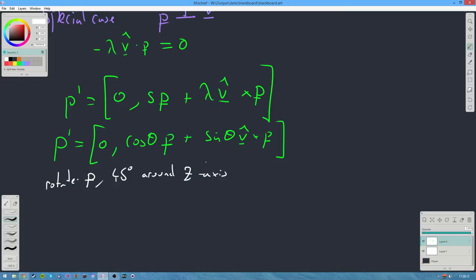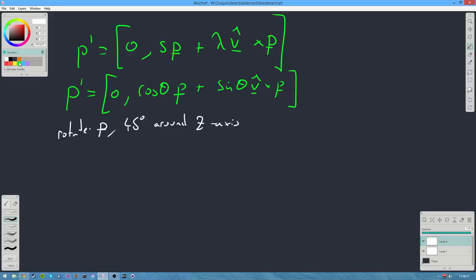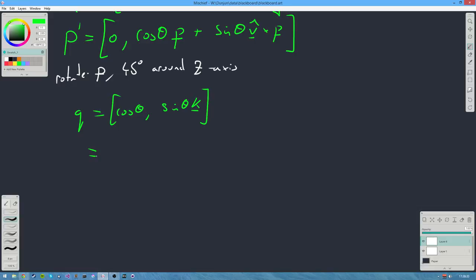Analogous to 2D. So this means our rotation Q in this case now equals cosine theta plus sine theta k. Because remember, it's only in the k direction. That's all we need to know, in which direction it is. If we put 45 degrees in there, this means k becomes root 2 over 2, or 1 over root 2, whichever you want to say, times k. And it shouldn't really be an underscore there. It's just the unit vector in the k direction. Okay?